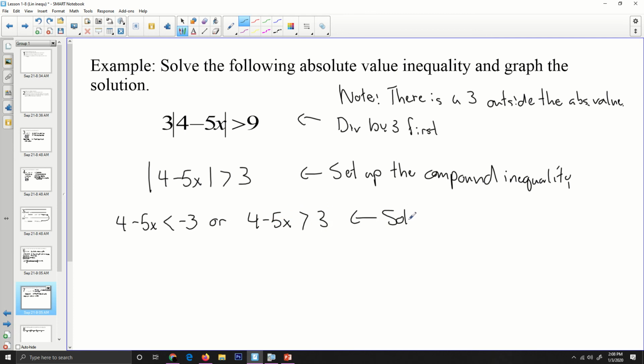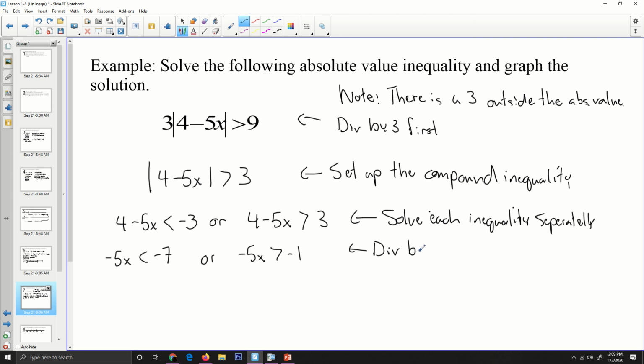And then we're going to solve each inequality separately. So we're going to subtract 4 from both sides. I got negative 5x is less than negative 7, or negative 5x is greater than negative 1. Then I have to divide both sides by negative 5, and remember, we have to switch the signs.